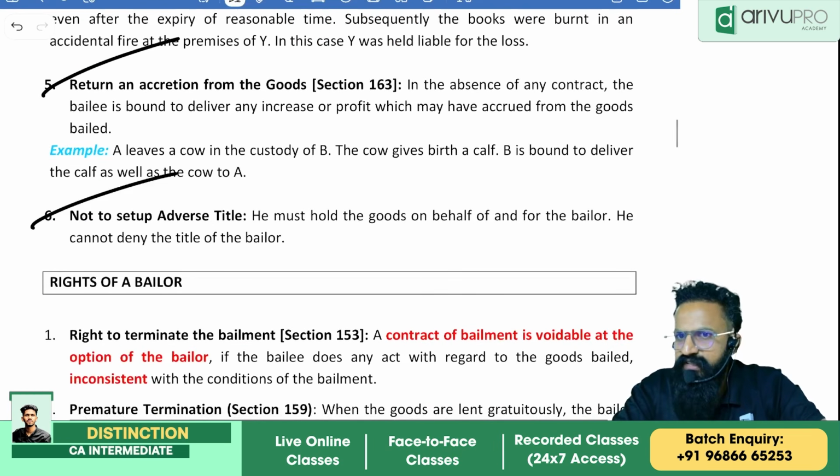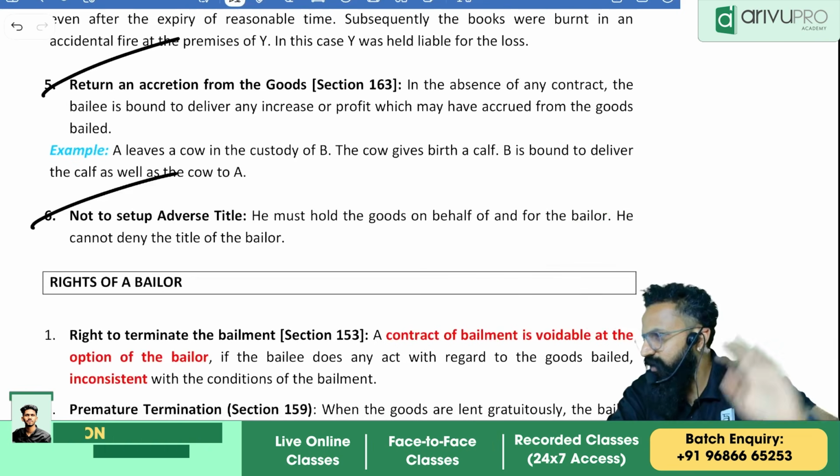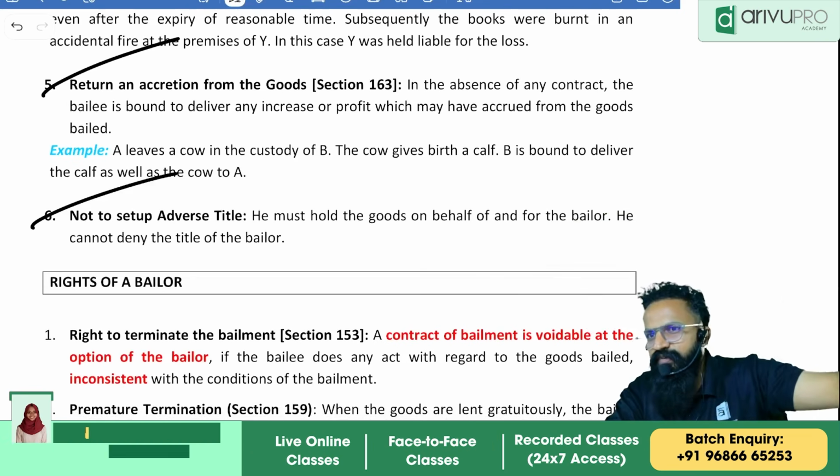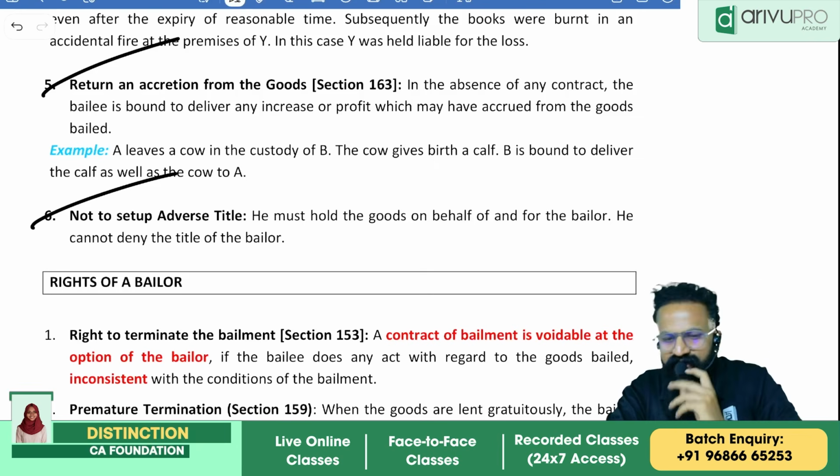Not to set up adverse title, taking it from you and going and pledging it somewhere. My neighbor gave me gold to keep it safe. I went and kept it in Muthoot Finance. Can I do it? No.